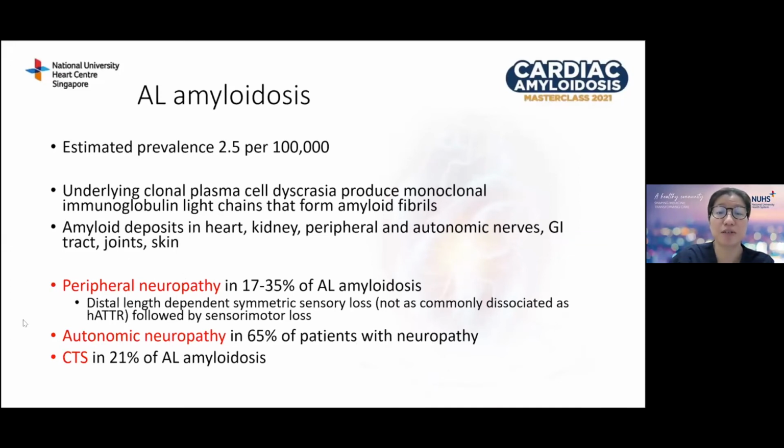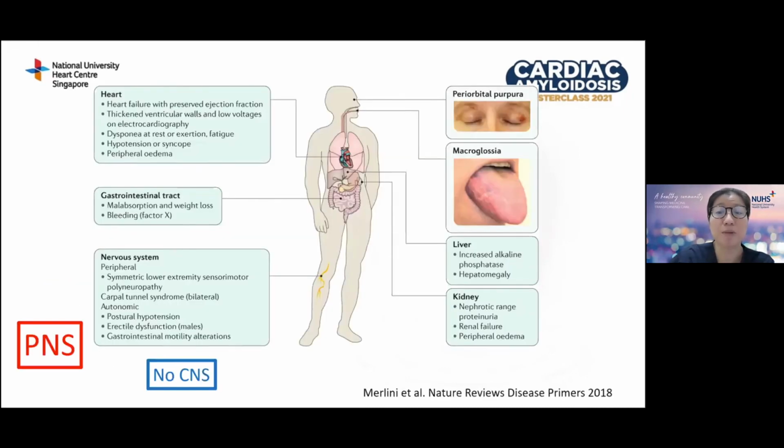Again, this results in the triad of peripheral neuropathy, autonomic neuropathy, as well as carpal tunnel syndrome. Compared to TTR amyloidosis, the neurological manifestations are more peripheral without central nervous system involvement.